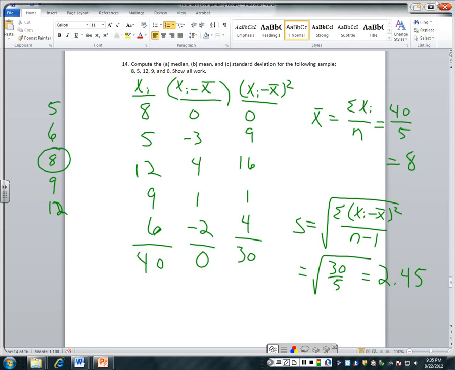Well, anyway, when I push the button there, I can see that x bar is equal to 8, and the sample standard deviation is 2.74. So, aha! I was back into my other problem there.